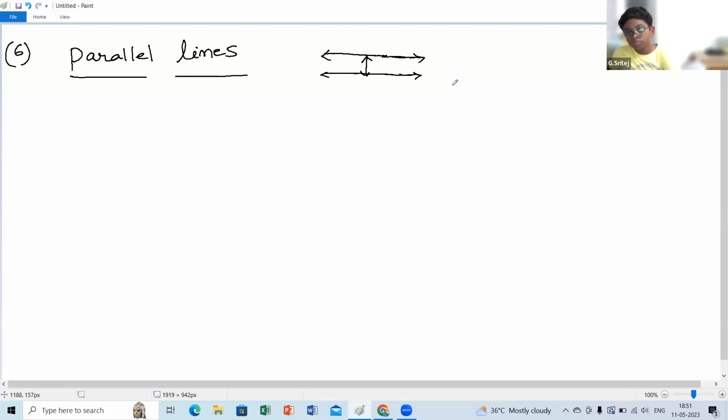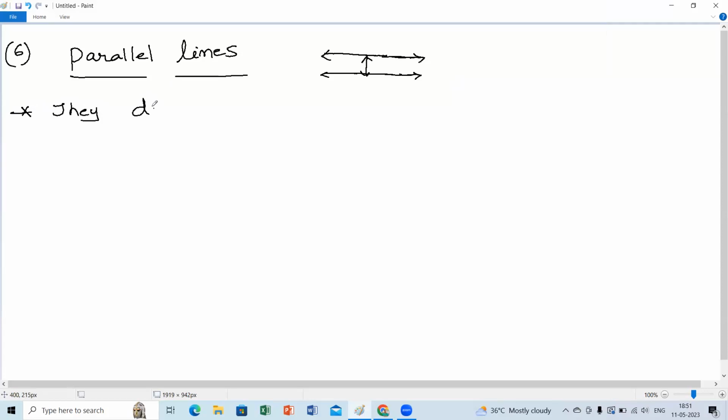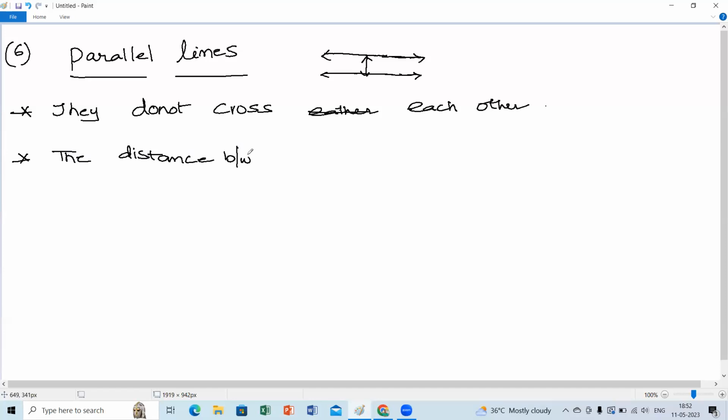Yes, ma'am. Write down your points. They do not cross each other. The distance between those two lines is uniform. The distance between two parallel lines is uniform, which means same, if you see anywhere.